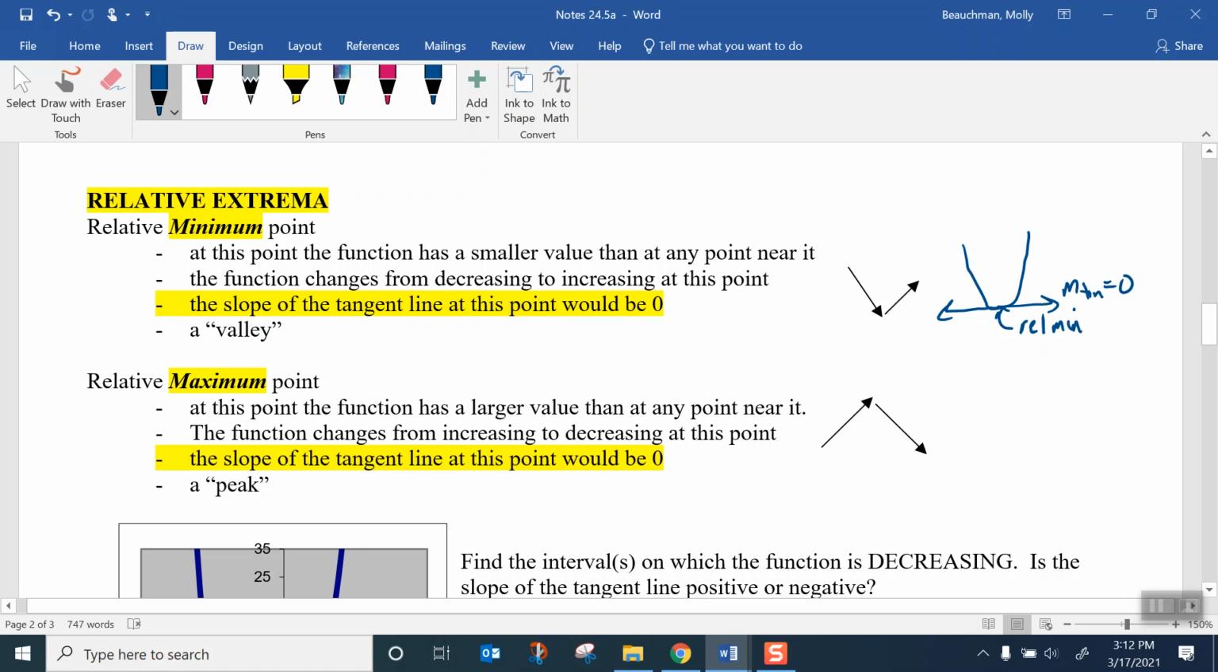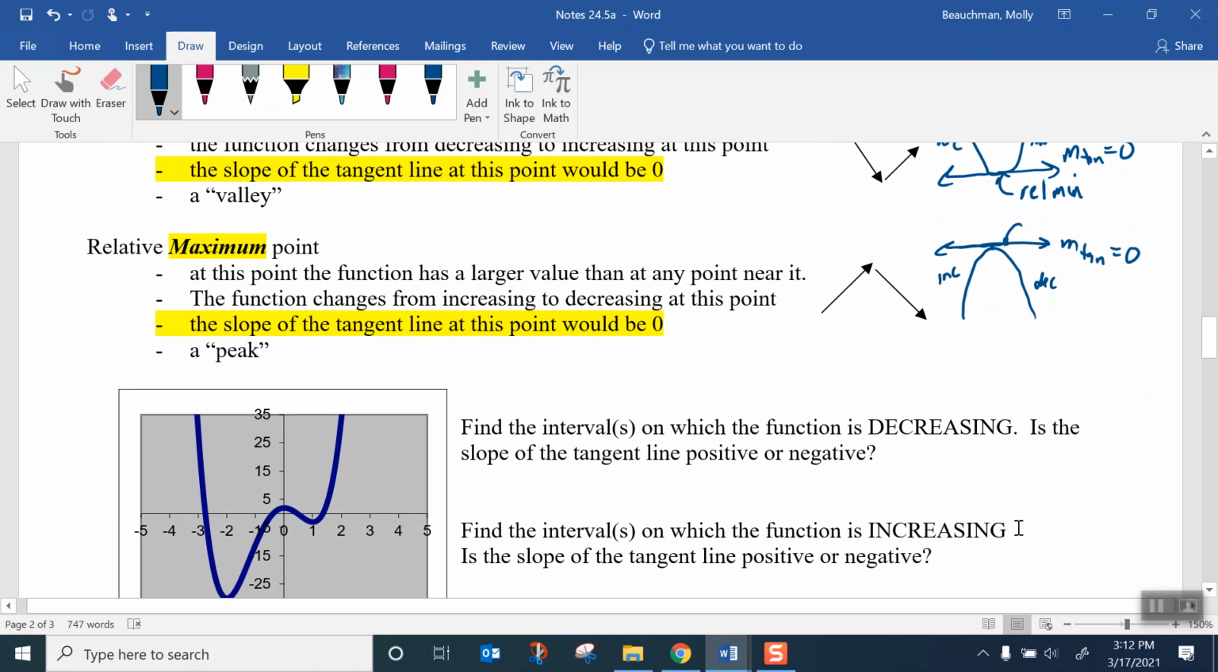The same thing happens at a maximum point, a relative maximum. The function is going from increasing to decreasing, but the slope of a tangent line at that point is 0. That's a relative maximum. It goes from increasing to decreasing. A relative minimum goes from decreasing to increasing.